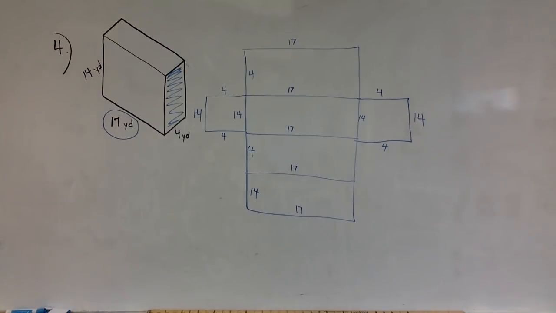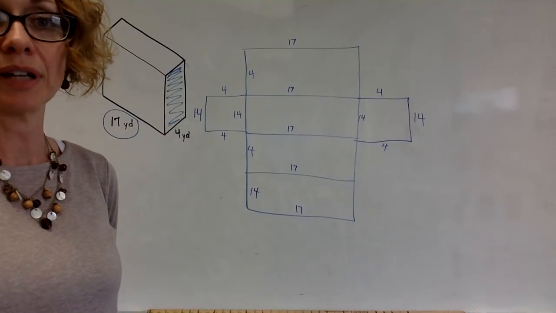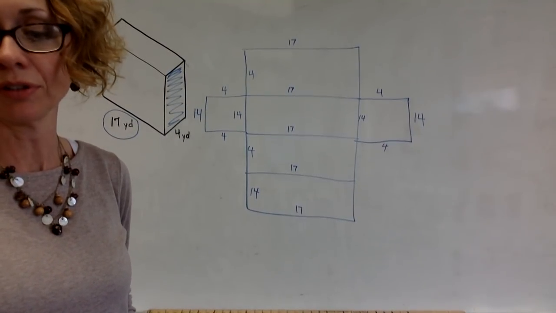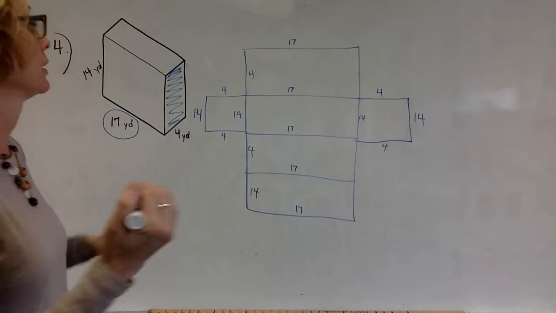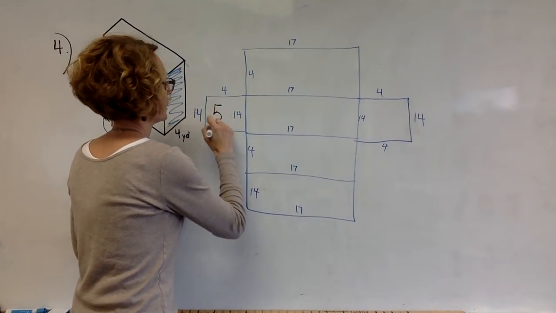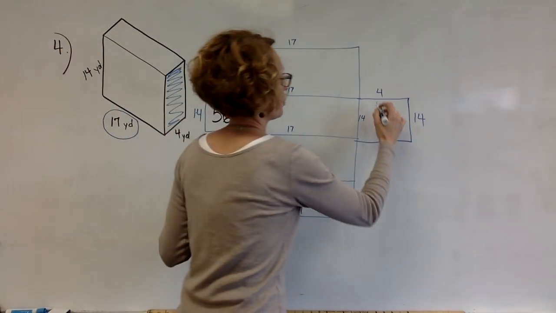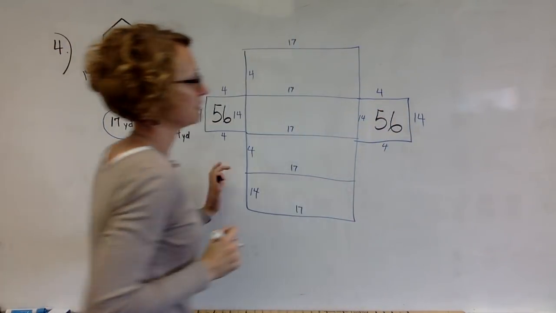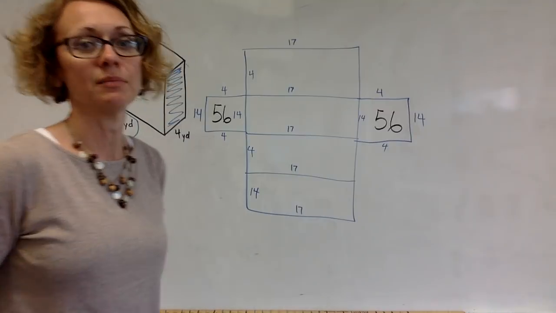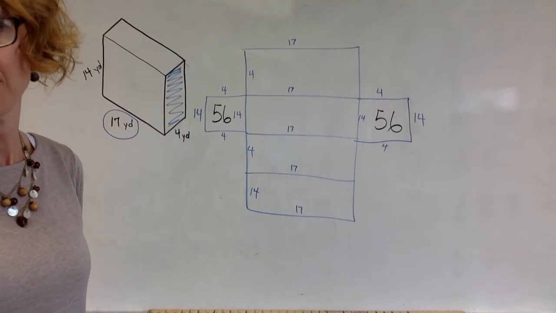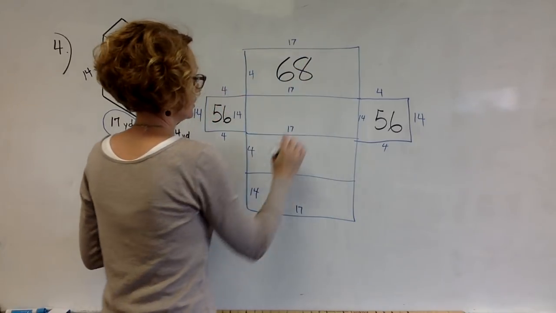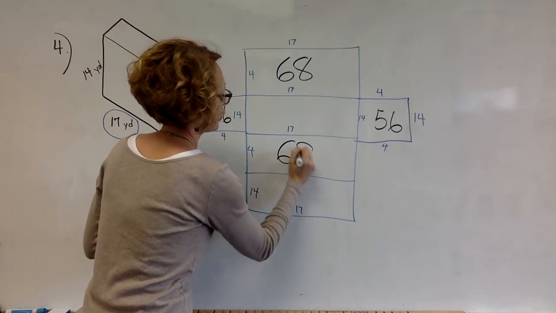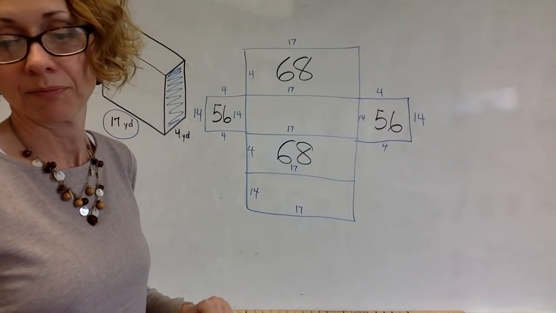Next move for me is that I'm going to get the area of each one of my rectangles. On my small ones, of course, I'm going to multiply 14 times 4. I'm going to write that area right here really big. That area is 56. And 14 times 4 here is 56. Two faces that have the same area. Next, I have 17 times 4, which gives me 68. So if this is 4 by 17, that area is also going to be 68.